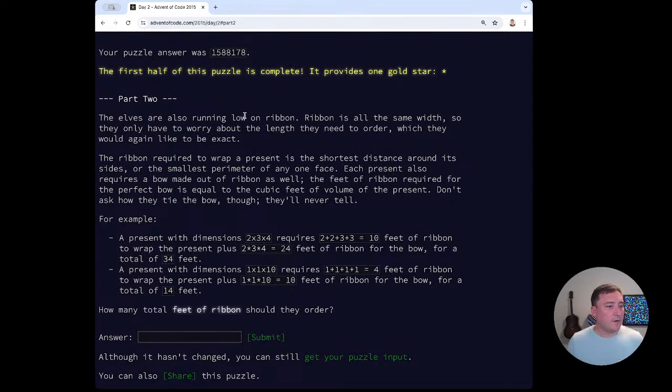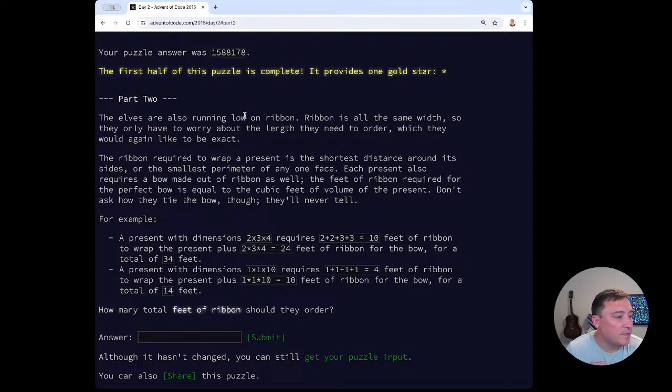The elves are also running low on ribbon. Ribbon is all the same width, so they only have to worry about the length they need to order, which they would again like to be exact. The ribbon required to wrap a present is the shortest distance around its sides or the smallest perimeter of any one face. Each present also requires a bow made out of ribbon as well. The feet of ribbon required for the bow is equal to the cubic feet of volume of the present. Don't ask how they tie the bow though, they'll never tell.